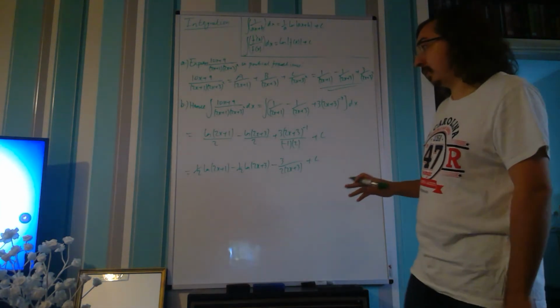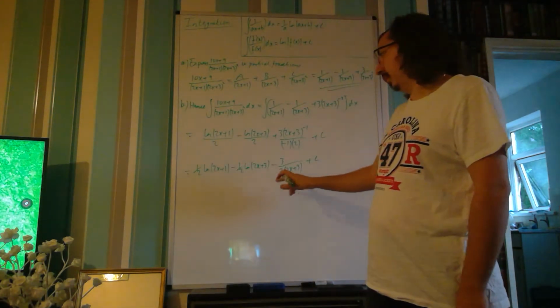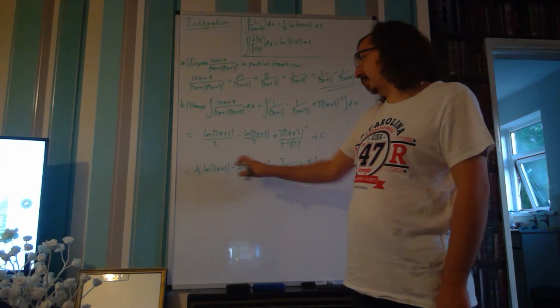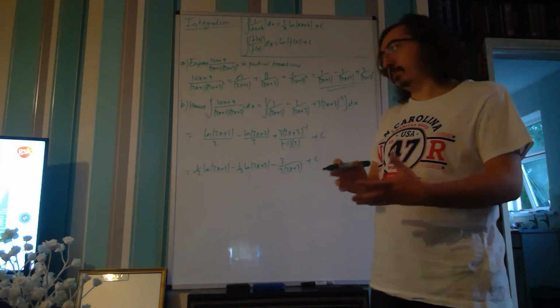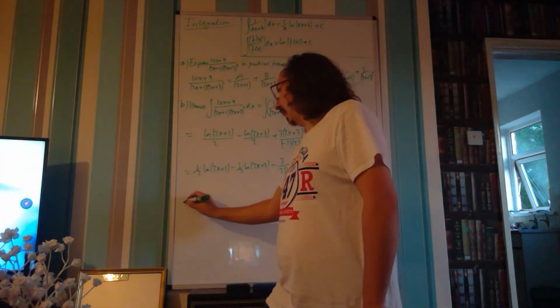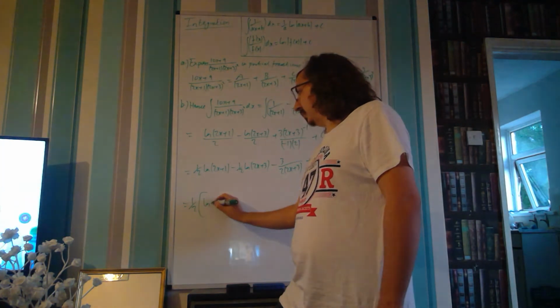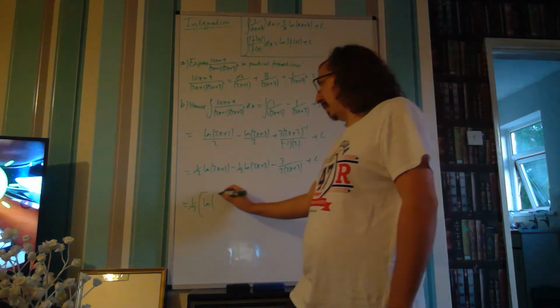And that would be perfectly fine to leave as our answer. However, we do actually have a common factor of a half in each of these 3 terms, and we have 2 natural logarithms there. So let's combine those together. Take out our common factor of a half.